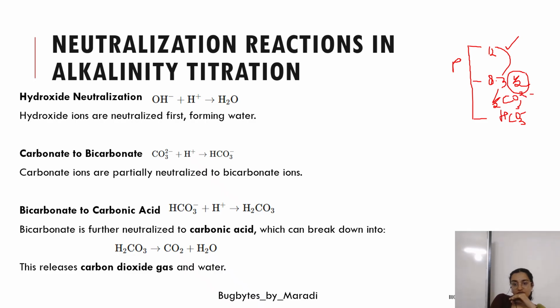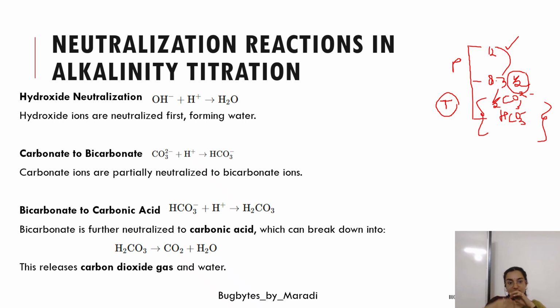So the remaining half of the carbonate, as well as the bicarbonate, will be neutralized by the methyl orange. In the total alkalinity, T, we will be measuring all of this. So when we add the methyl orange indicator, at that time you'll get the result over here. That will be neutralized in the total alkalinity concept.